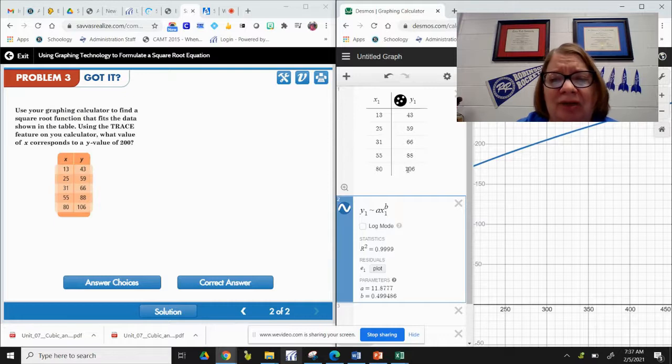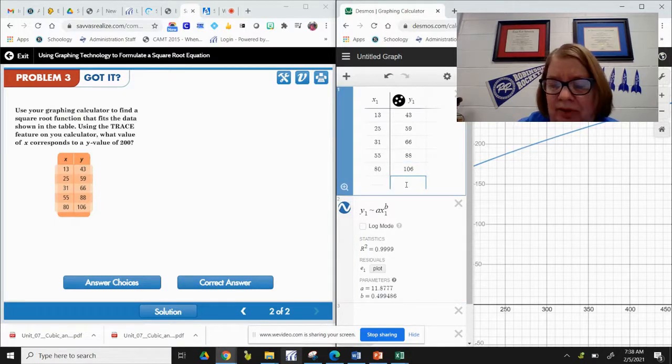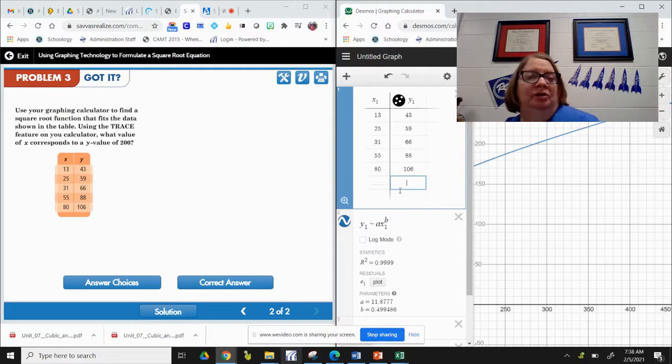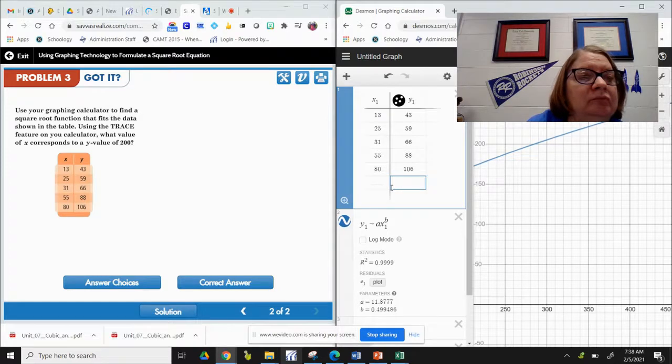If you have the x value, you can type it in. It'll give you the y, but it won't let you do it with the y. All right. That's what you're doing. You have a little short assignment. Good luck.